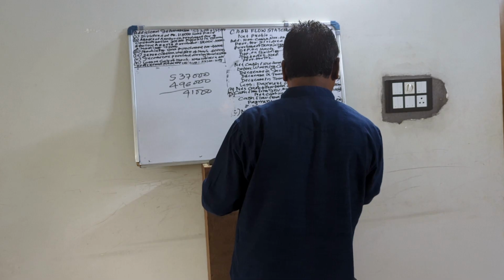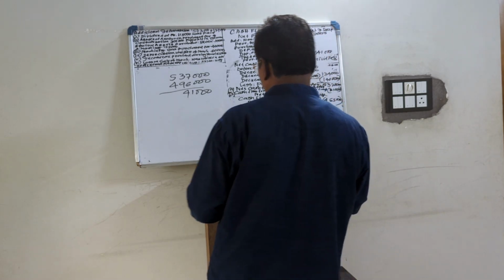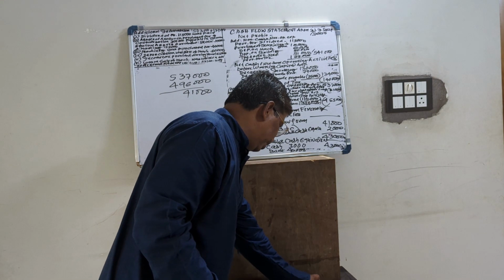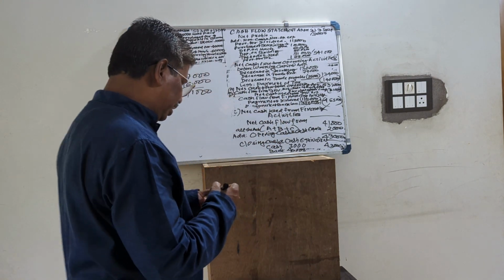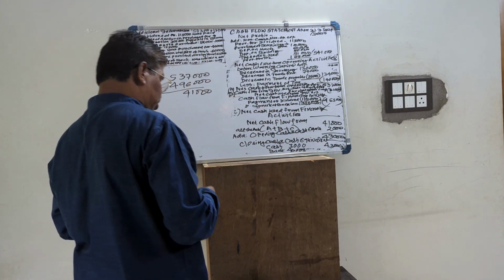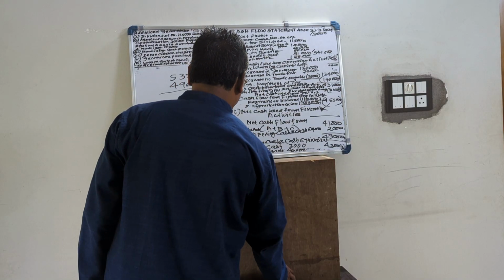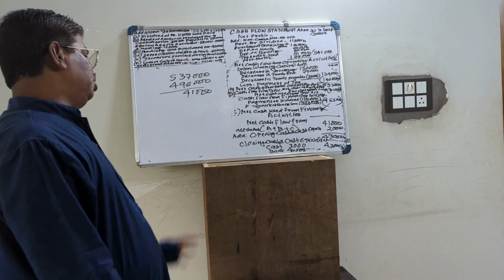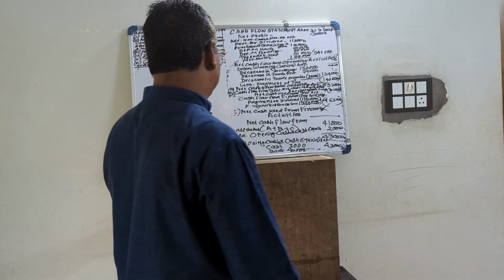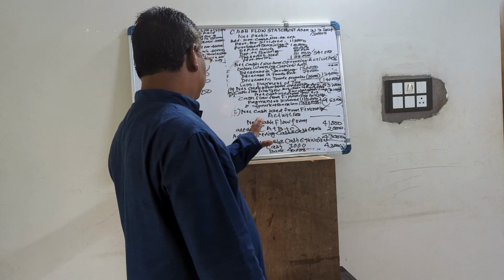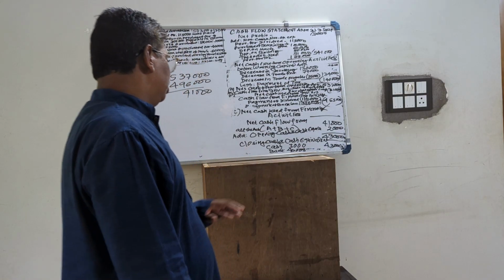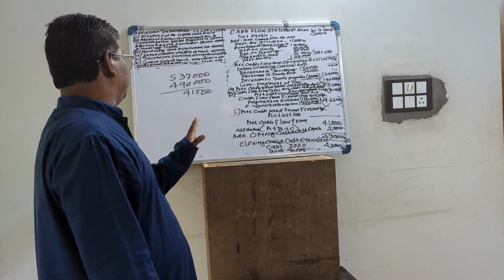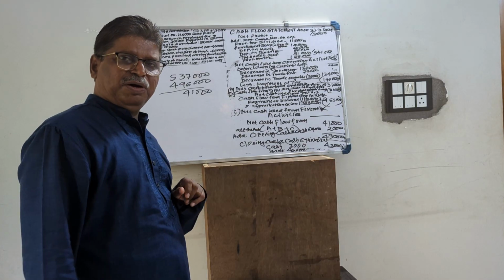So it reconciles. I already told you the main purpose of preparing this cash flow statement: we have to take into account the net cash flow or cash used from all the three activities. Then we add it to the opening cash and cash equivalent. It should reconcile with our closing cash and cash equivalent. Then only our solution is 100% perfect.